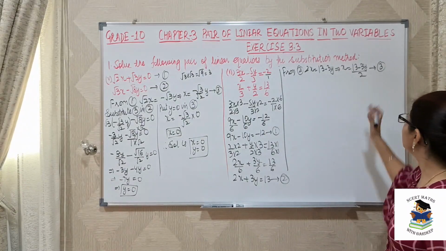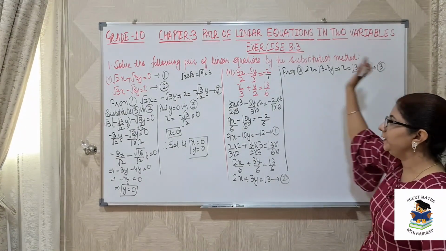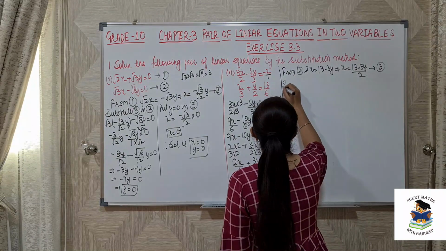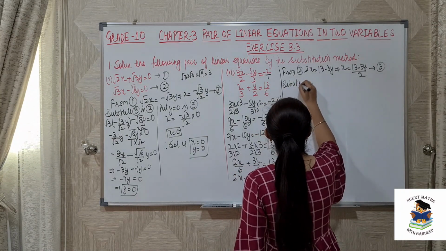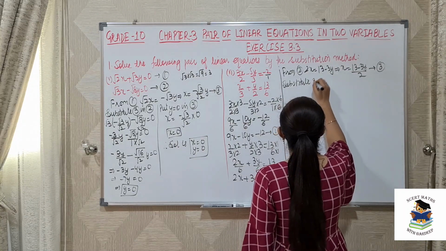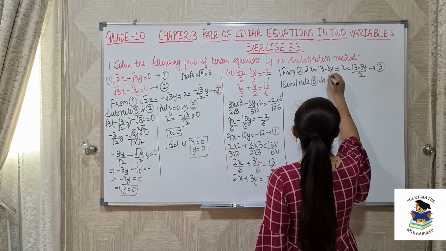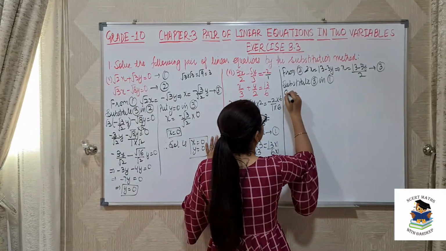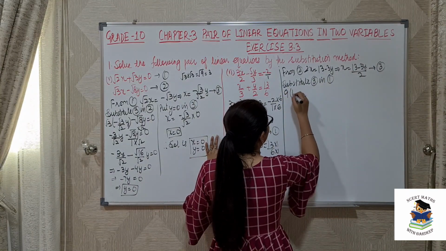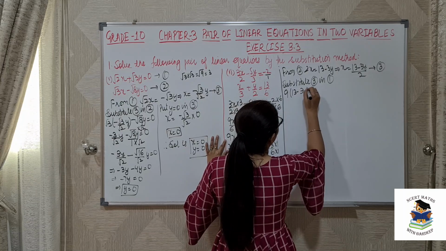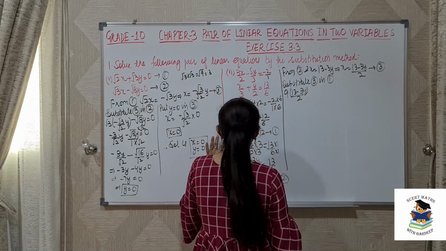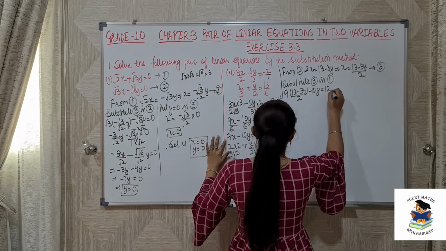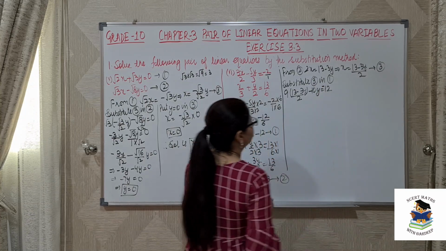So what is now next step? Put this value in another equation, that is equation number 1. So I write substitute 3 in 1. So what is 1? 9 times x. X is this value, that is 13 minus 3y over 2, minus 10y equals to negative 12.